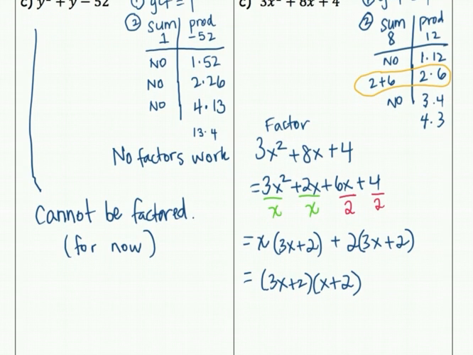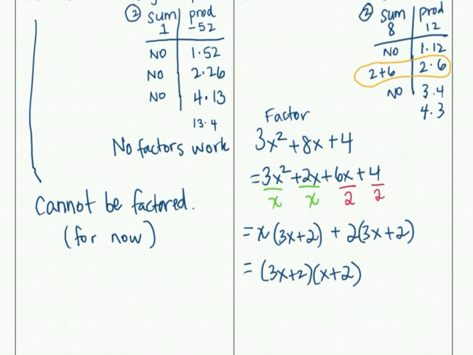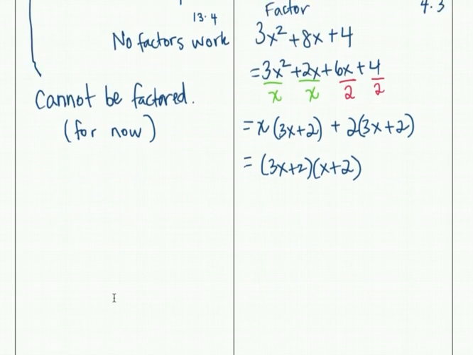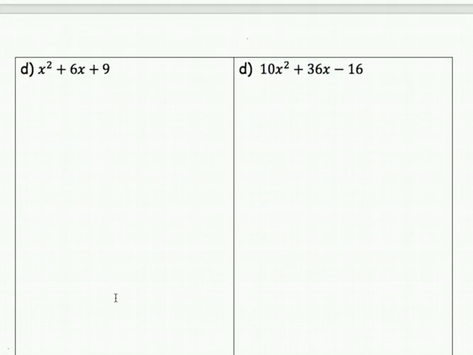Again, do not look at these answers and go, oh, I've got to multiply now. I have to use FOIL. Remember, you're factoring. FOIL, that method is for when you're asked to expand it. So just stop here. That's your answer. Okay, let's move to the D's.